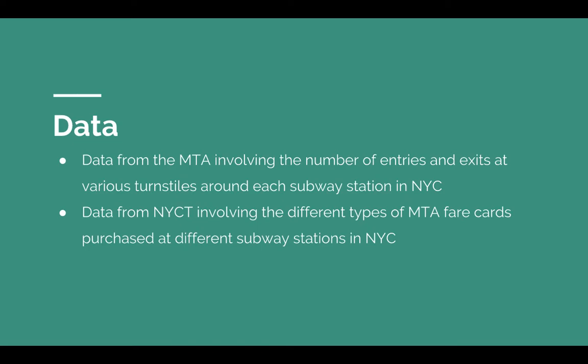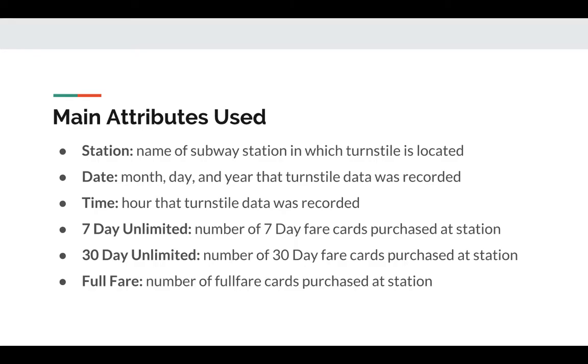We will also be using data from NYCT involving the different types of MTA fare cards purchased at different subway stations. The main attributes we used are station, which is the name of the subway station in which the turnstile is located, date, which is the month, day, and year that the turnstile data was recorded, time, which is the hour that the turnstile data was recorded, 7-day unlimited, which is the number of 7-day unlimited fare cards purchased at that station, 30-day unlimited, which is the number of 30-day fare cards purchased at that station, and full fare, which is the number of full fare cards purchased at that station.